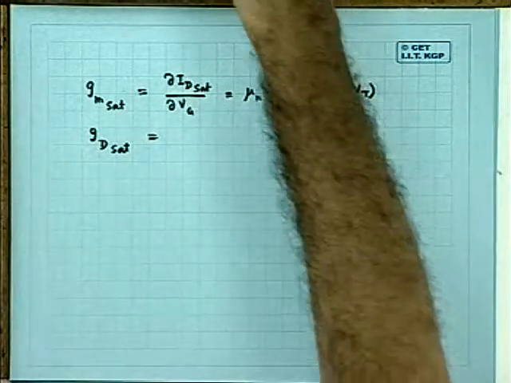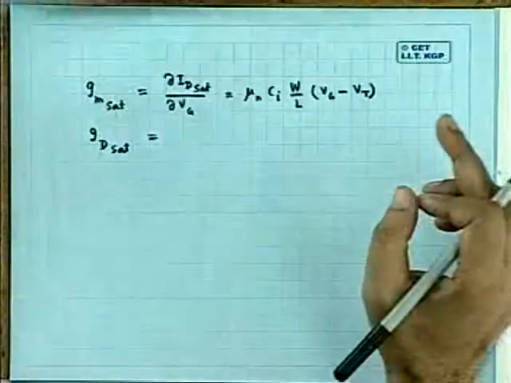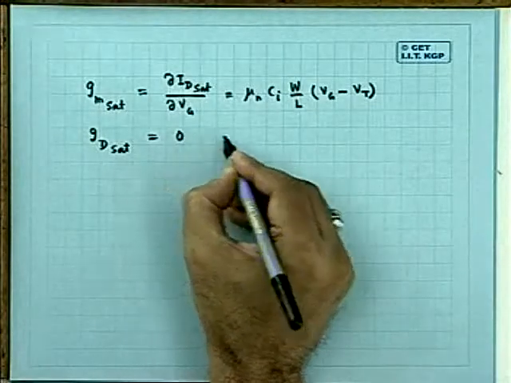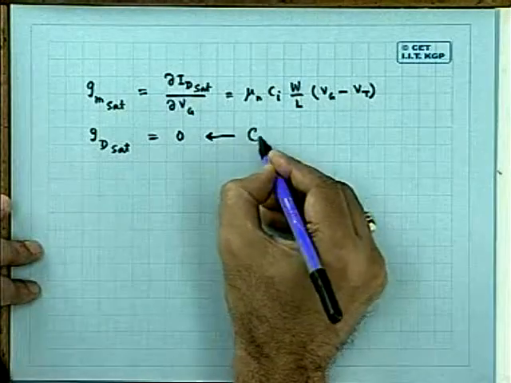Differential, because there is nothing involving VD, so it will be 0. The significance is it is a constant current source.